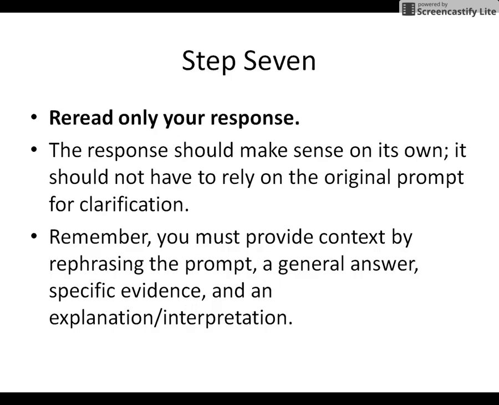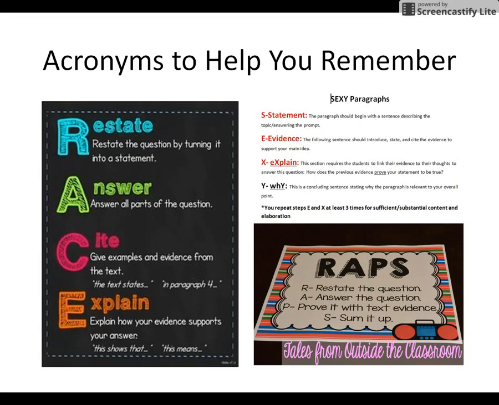Finally, moving on to step 7, it refers to proofreading. Reread only your response. So that means do not read the prompt and then your response. Just read your response. If it doesn't make sense without the original prompt, you need to revise and clarify. Finally, if you struggle with paragraph format, try one of these acronyms to guide you in your writing. There's RACE, the sexy paragraphs, and also RAPs. Don't forget to take a look at the peer analysis paragraph copy change examples in the same folder that you found this video in Blackboard to use as a guide for your own peer analysis paragraph.